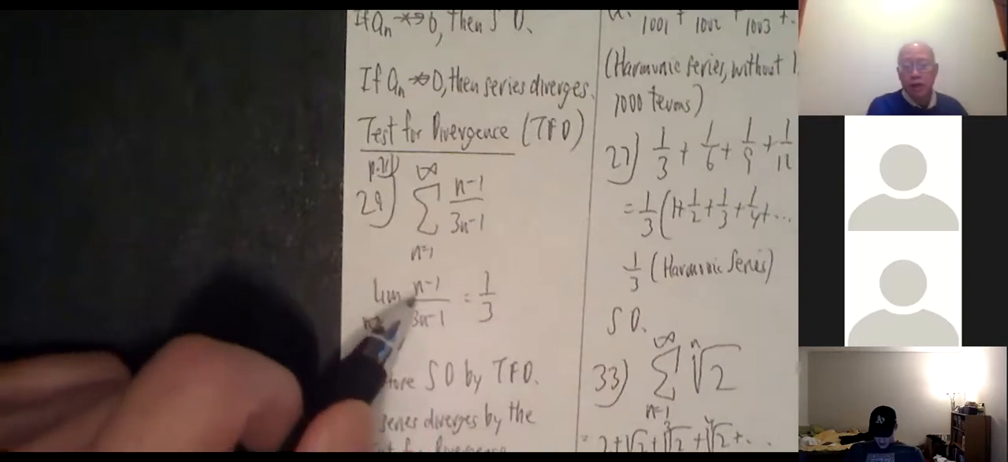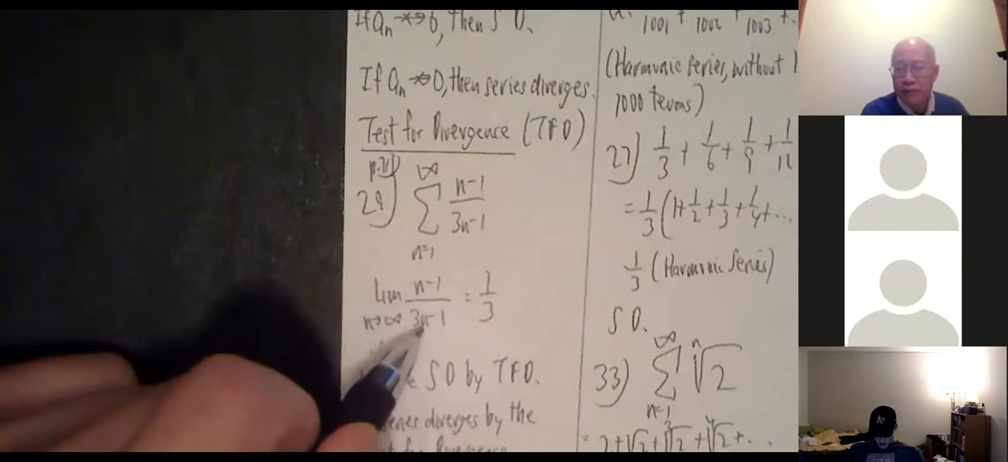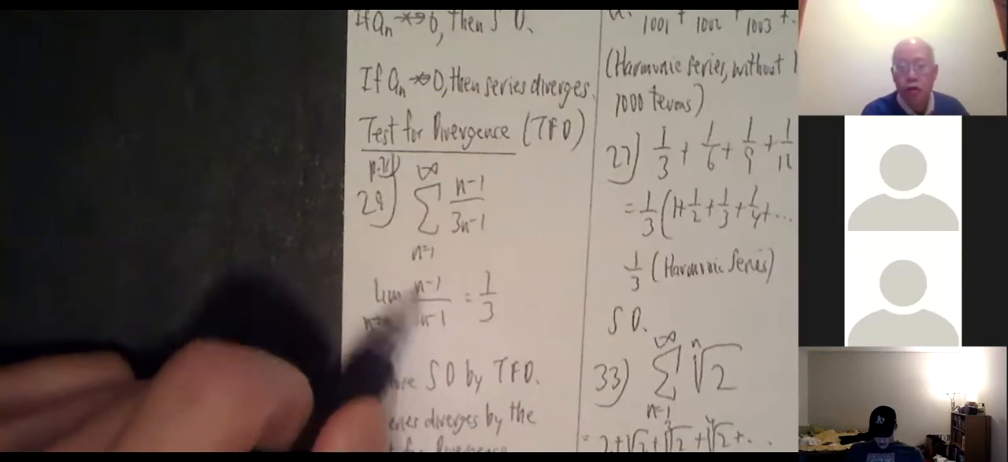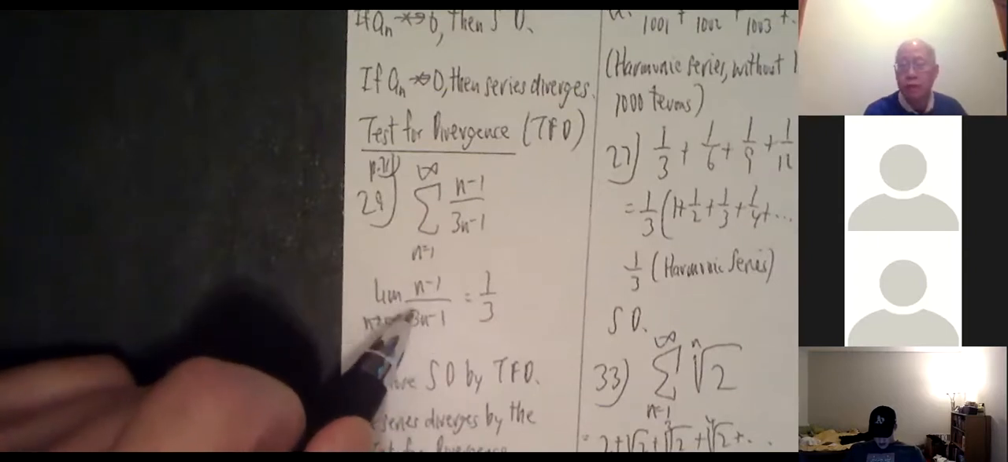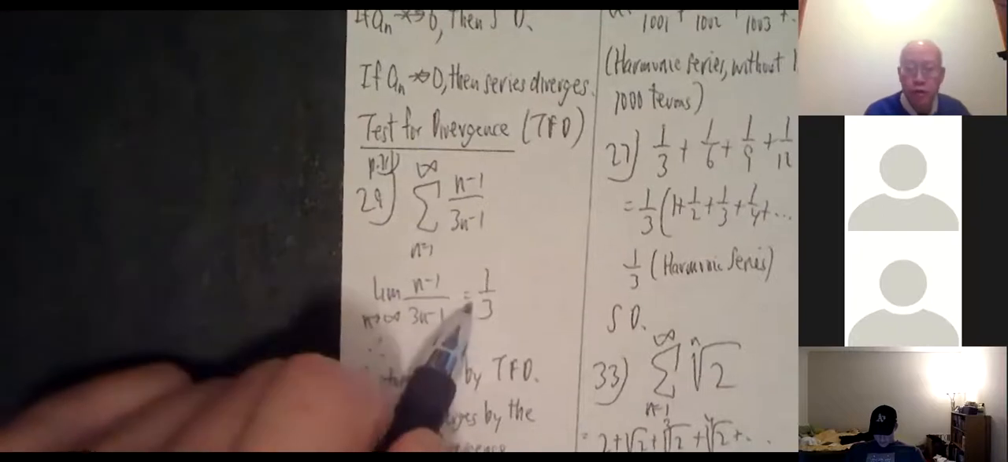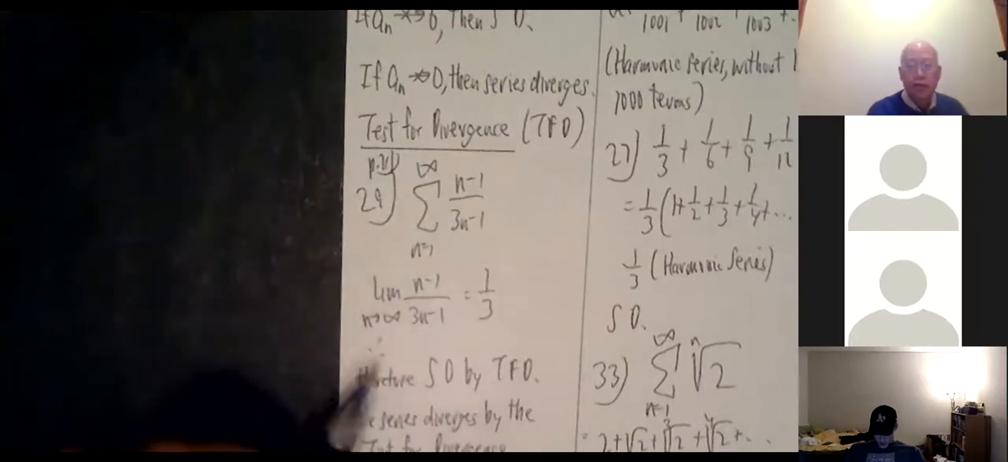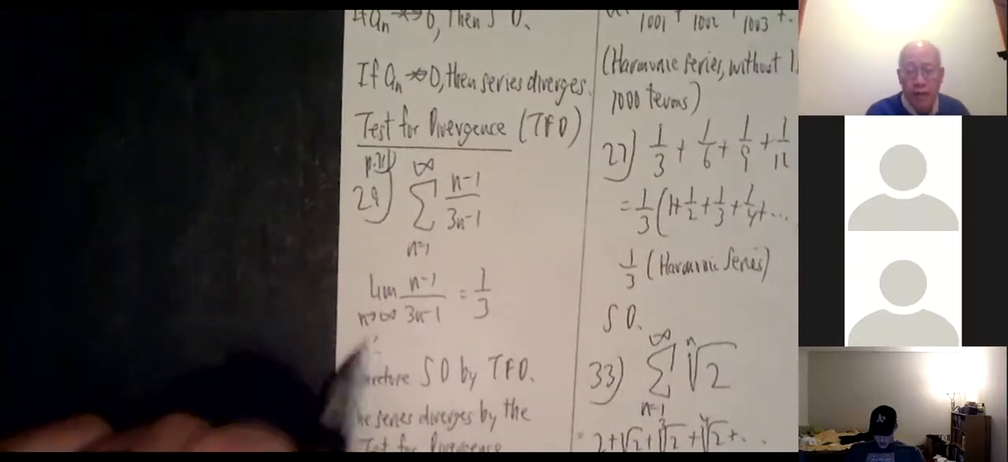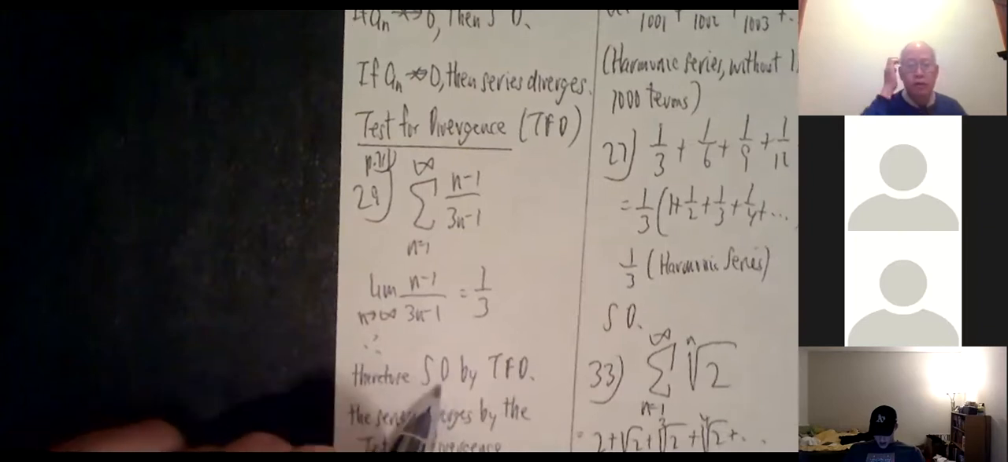You could also do this by the trick in Calc 1. You could divide top and bottom by n. Or you could also do L'Hopital's rule. Remember, L'Hopital's rule: take the derivative of top, 1; derivative of bottom is 3. The terms approach 1/3. Therefore, this is our abbreviation for therefore, the series diverges by the test for divergence.